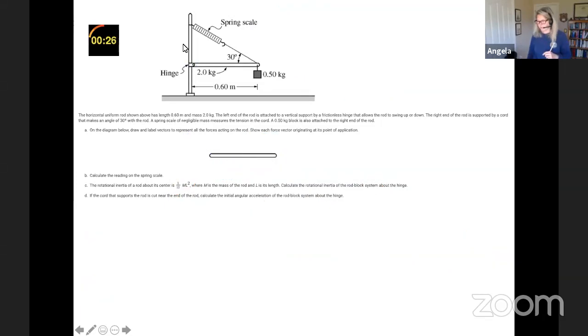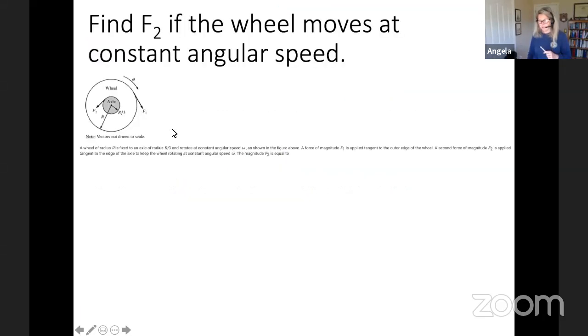Oh my gosh, we're out of time. All right, why don't you guys do this for homework, okay? Find F2 if the wheel moves at constant angular speed. Do that for homework. Tomorrow, we'll go over it. We're going to do rotational kinematics, which is a piece of cake. You're going to love it, okay? Everybody stay home. I'll see you soon.